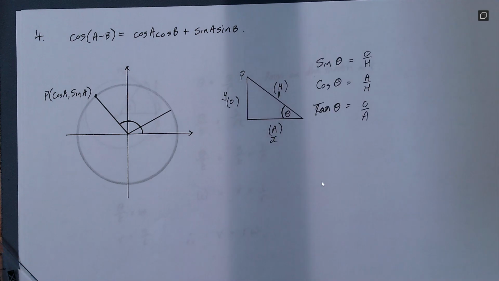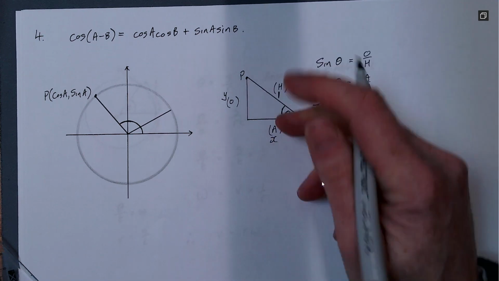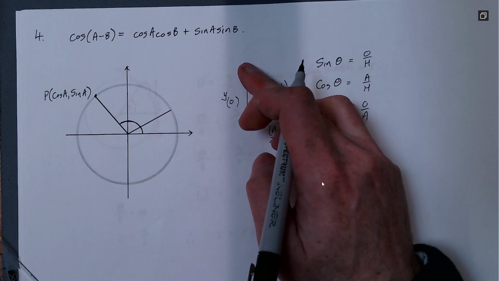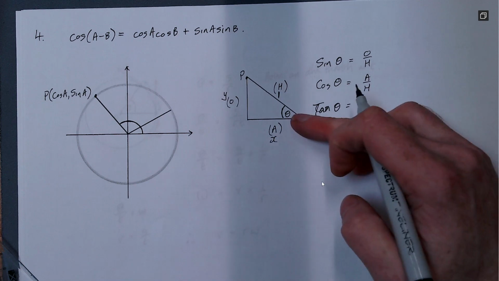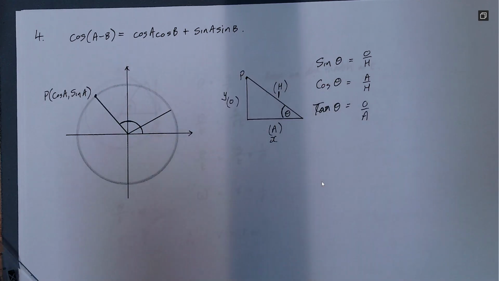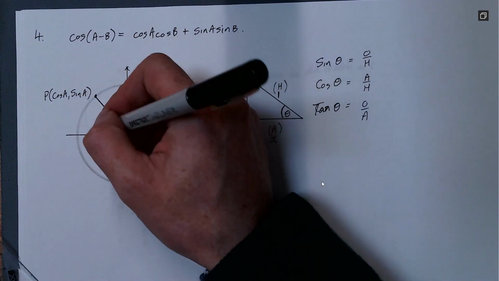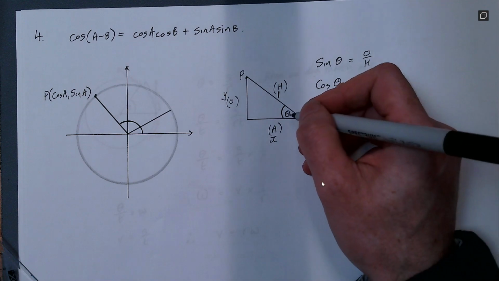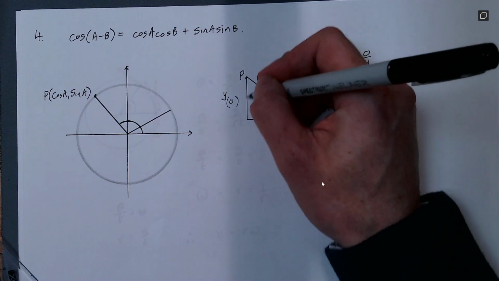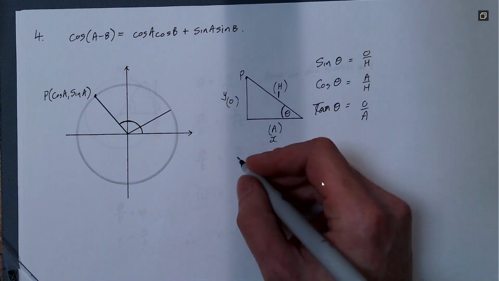Now we get the coordinates of P. The x and y coordinates of P in the Cartesian plane, in terms of the angle theta. So sine is y, the opposite over the hypotenuse. So that is called sine.